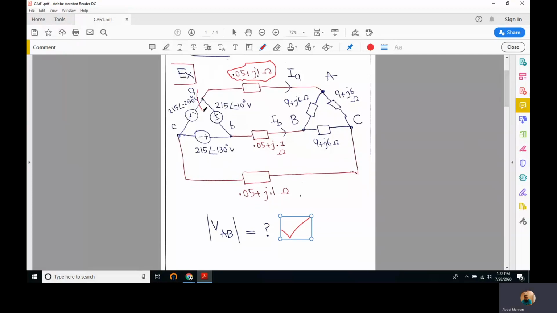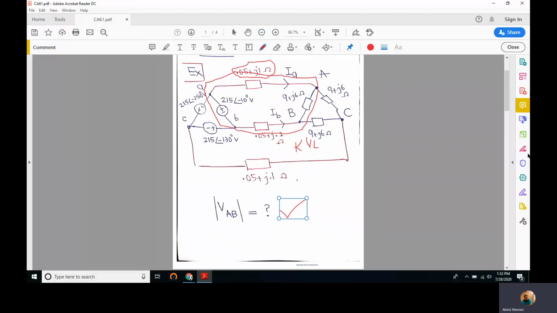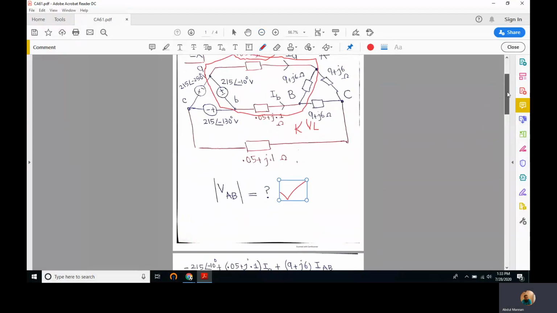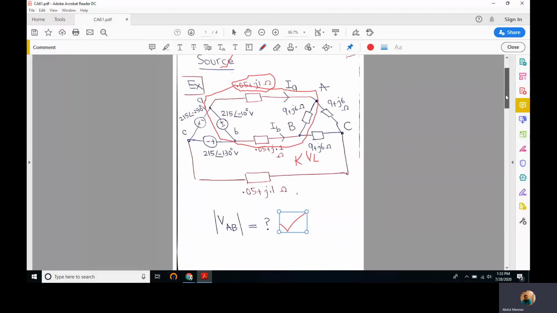So we'll identify a loop here to make things easier, this loop. And we'll write a KVL equation for this loop. KVL, Kirchhoff's voltage law equation. We know that the voltage rise is this -215 at an angle of -10, plus across this line impedance we have a voltage drop, and across this line impedance we have a voltage drop, and across this line impedance we have a voltage drop. But it is important to note that the currents through all these impedances are different.